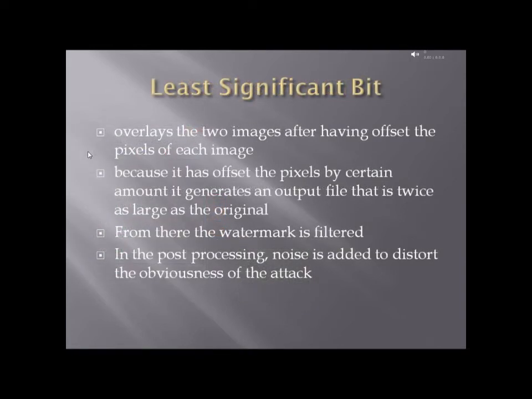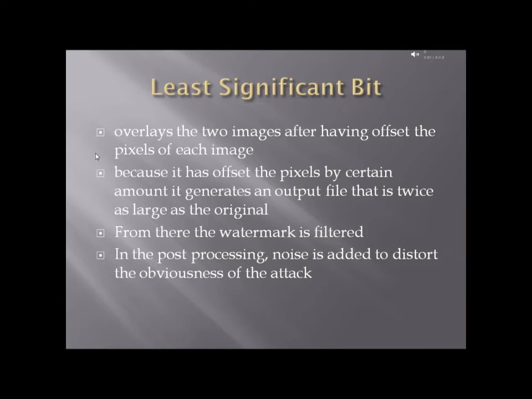The third attack method we implemented was least significant bit shifting. What least significant bit shifting does is overlay the two images after having offset the pixels of each image. Because the attack offsets the pixels by a certain amount, it generates an output file that is twice as large as the original, so it's easy to detect how the bit shifting was carried out. After that, the watermark is filtered in post-processing and the algorithm adds a noise mask to the image to make it hard to attack.